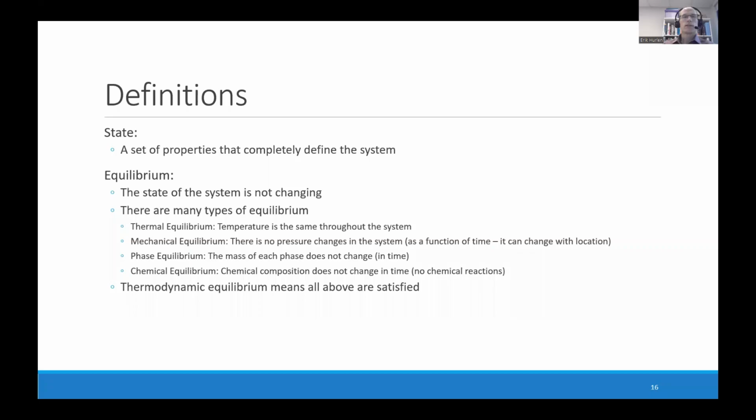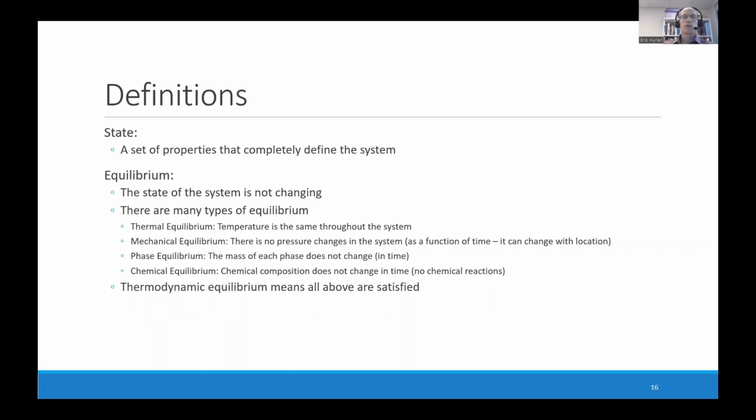The system is completely defined by the state of the system. The state is basically the collection of properties of the system at the current moment: what is the pressure, temperature, etc. If the state of the system is not changing, then the system is in equilibrium.